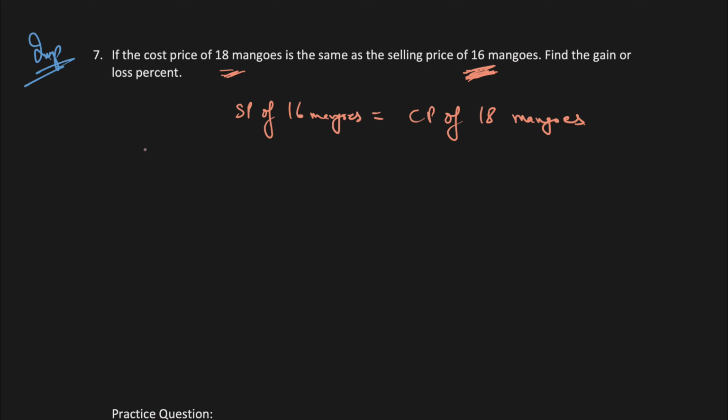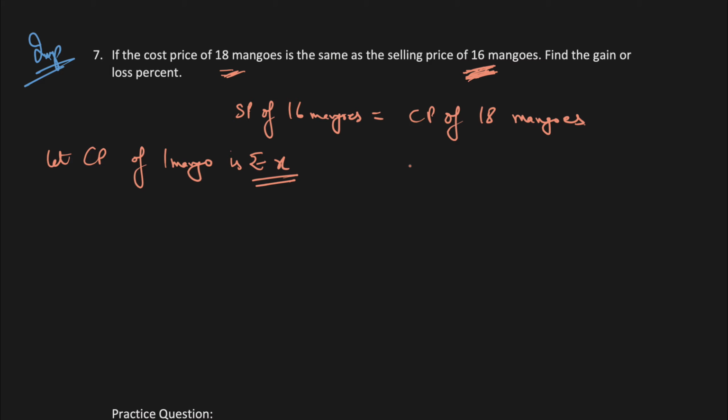So what we will do is we will assume something. Let CP of one mango, we will assume, be rupees X. Either you take rupees X, or there is one more easier way, you just take rupees 1. But students mostly say no, we have to take X, so that is okay. So let CP of one mango be X.